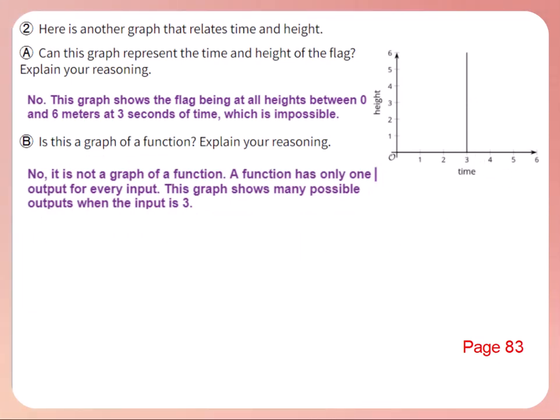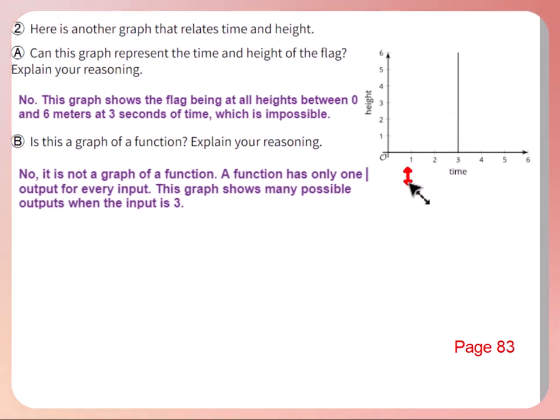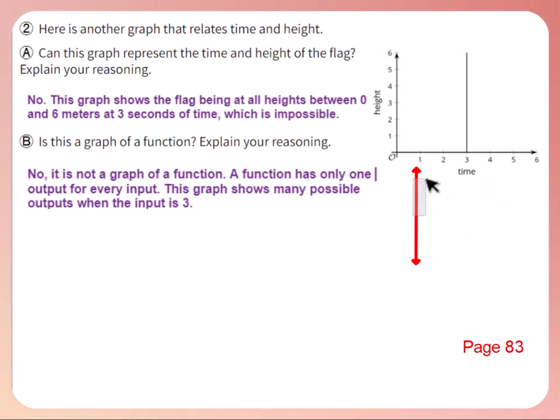If you draw a vertical line, let's go ahead and draw one, and then move that vertical line through the graph. All right, let me grab it. I'm having trouble grabbing it. Well, you see what I mean. It's going to lay on all those points. It's going to touch in more than one place. So no, it's not a graph of a function. A function has only one output for every input. And this graph shows many possible outputs when the input is 3.